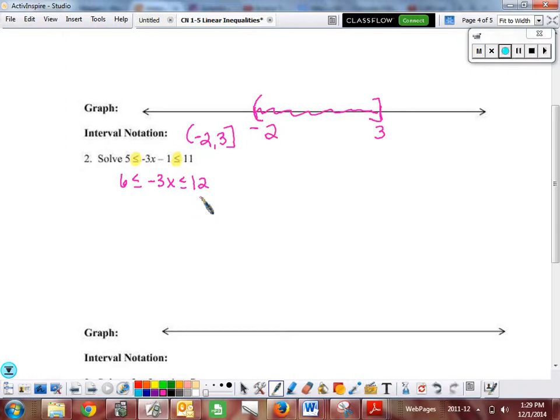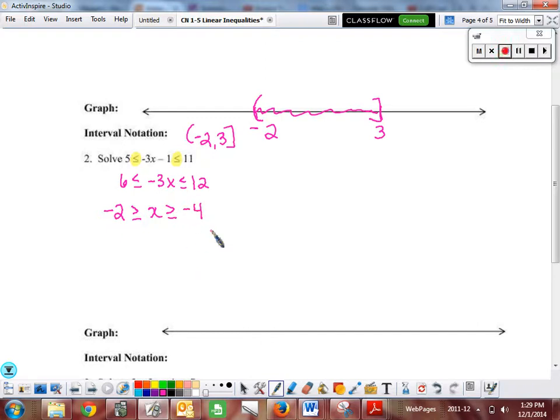Now what do you have to be careful of? You got to switch the sign. I'm going to divide by -3, which means I have to switch the sign on both of them. So 6 divided by -3, -2 is now going to flip over to the other side of where it was. And then x, and then switch your sign. 12 divided by -3 is -4.